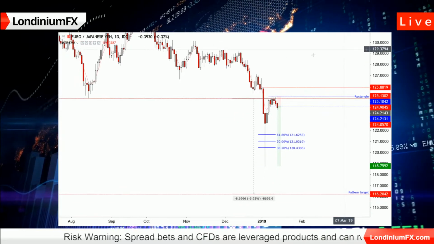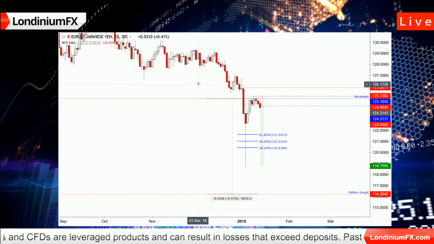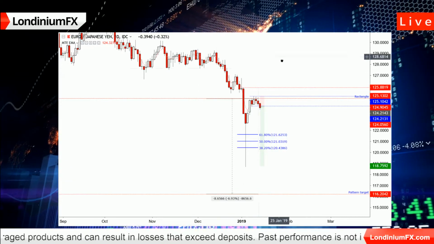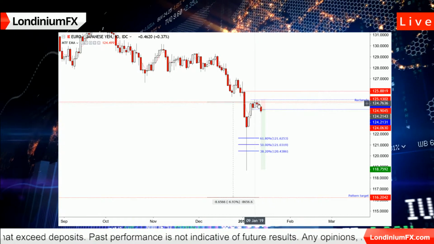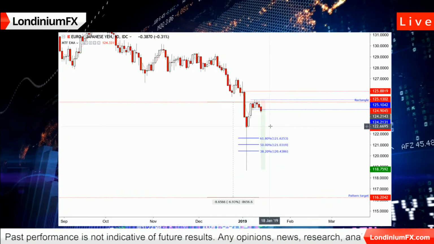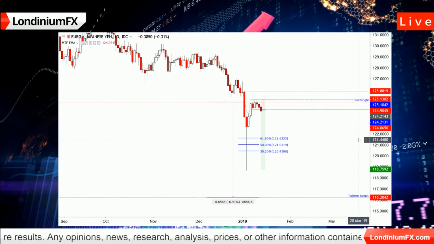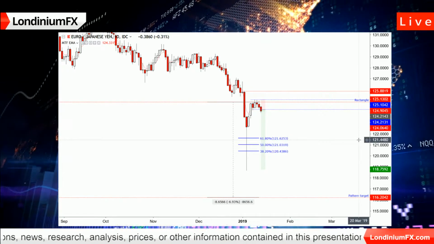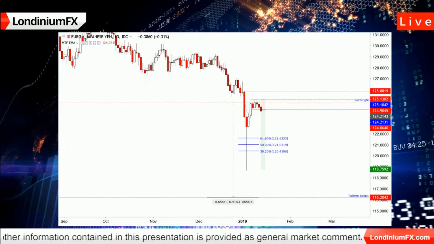I did see this one, but it's not a typical pattern I trade. This is the euro yen, and it looks to me that the euro reversed here and should move lower. I just need to assess what's going on in the stock markets, because if the stock markets don't roll over, then I think it's going to be a bit difficult to take on this position.